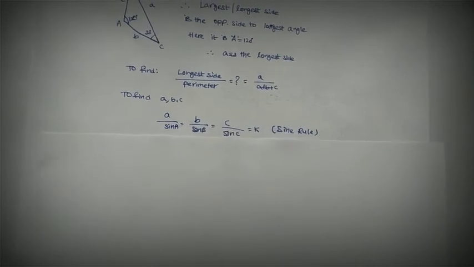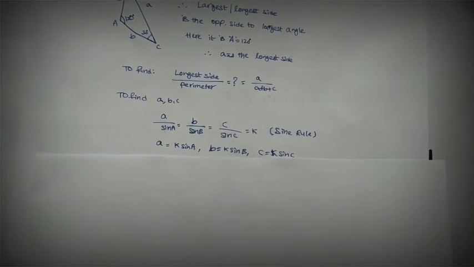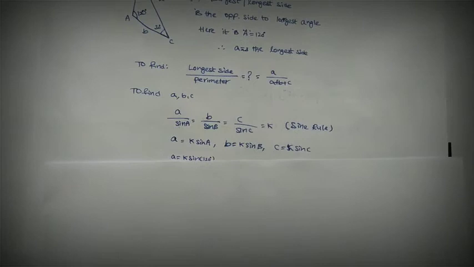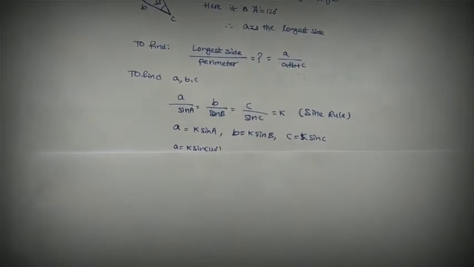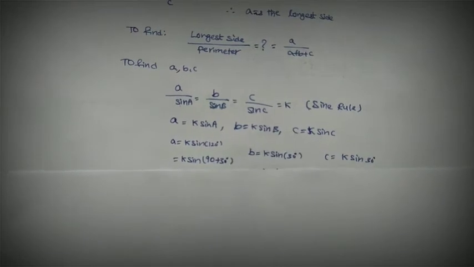So what we need to find here is a, b, c. So again we are applying the sine rule. a by sine A, b by sine B, c by sine C is equal to K, some constant. So I am taking each ratio. So a equals K sine A, b equals K sine B, c equals K sine C. Just apply the angles here. So a equals K sine A, which is 120 degrees.